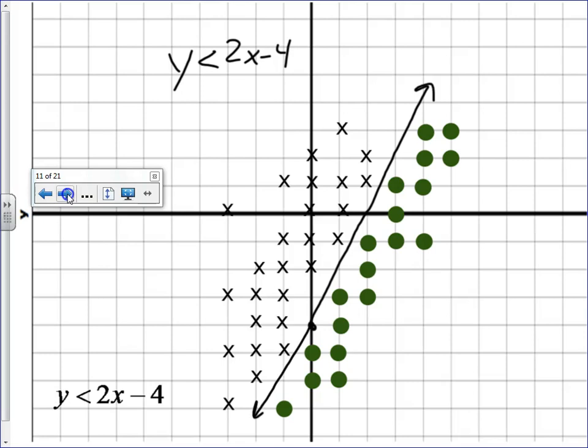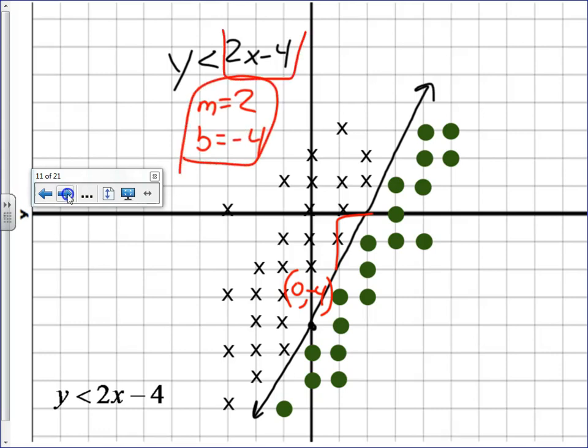What is this point? This is at 0, negative 4. And it looks like this line is sloping up 2 over 1. So we can see where we get our dividing line. There's that connection right there with the slope-intercept form of that inequality.